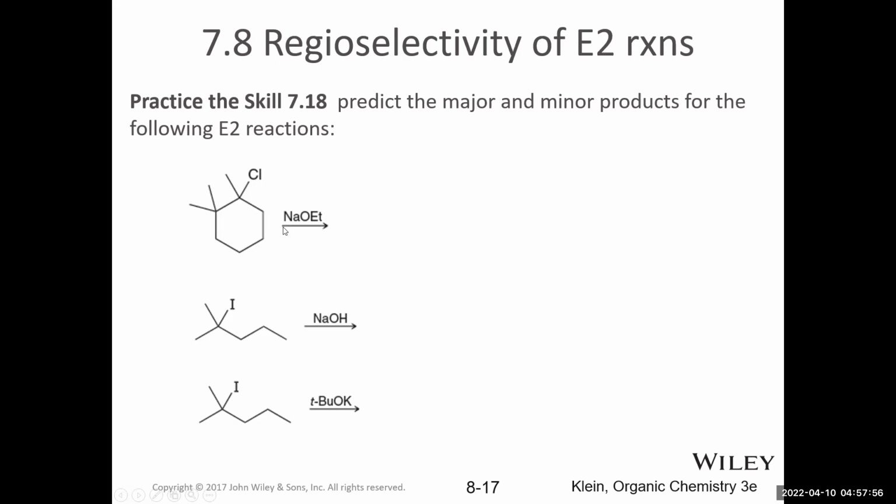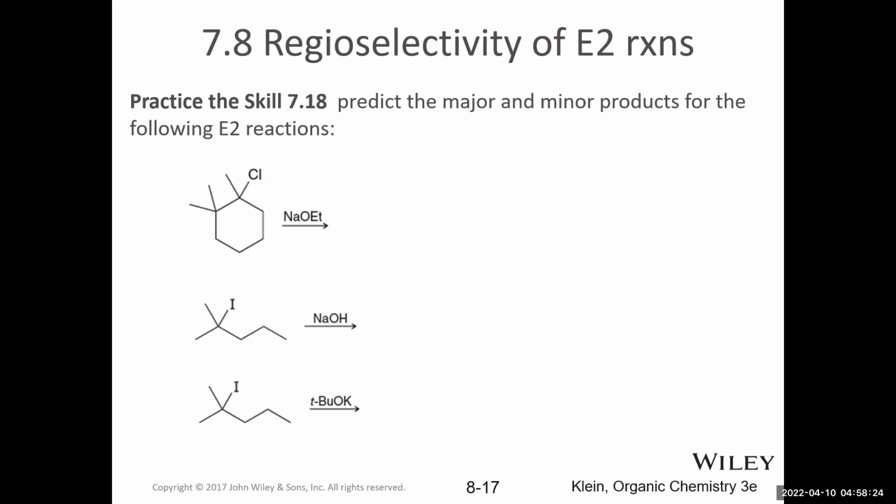Recall that non-bulky bases like sodium hydroxide and sodium ethoxide will form the Zaitsev product as the major product, and bulky bases will form the Hofmann product as the major product. And how are you going to know the difference between the Zaitsev product and the Hofmann product? Recall that the Zaitsev product is the more stable alkene, which is the more substituted alkene.